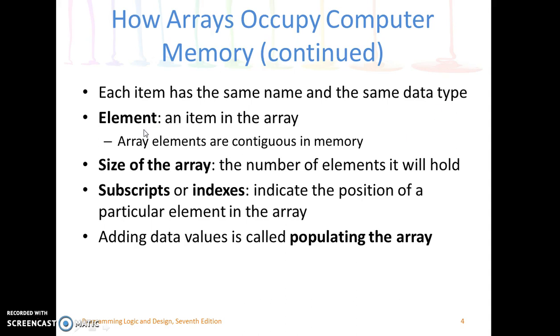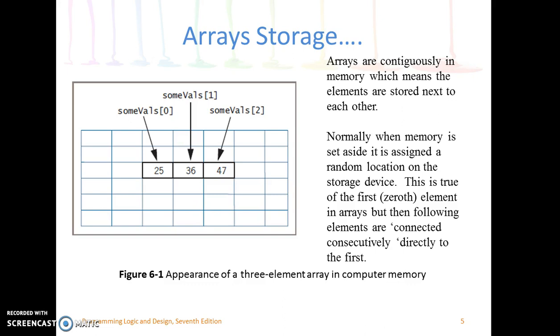We call the items in the array elements. Array elements are stored contiguously in memory, which means they are right next to each other in memory. They aren't scattered all over the hard drive. For example, the size of an array is the number of elements. We use a special notation for the subscripts, or the indices, that indicate the position. When you add data to arrays, that's called populating the array. So when we filled up the piano array, we populated it.